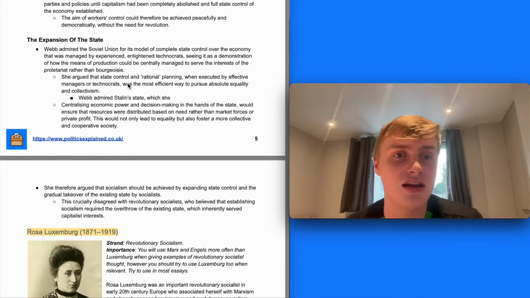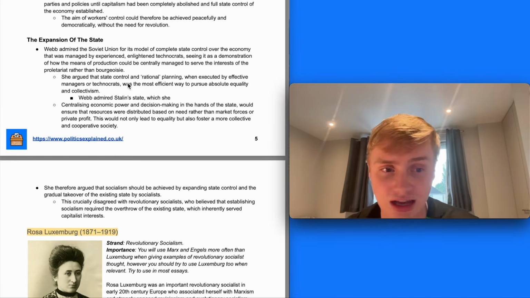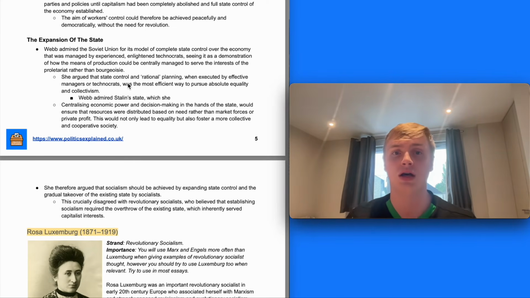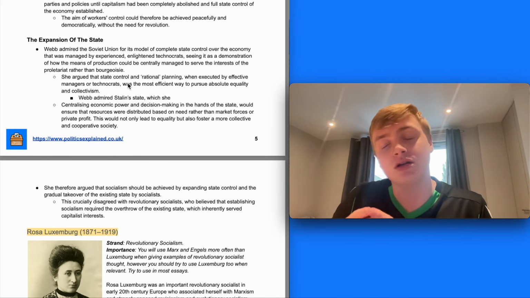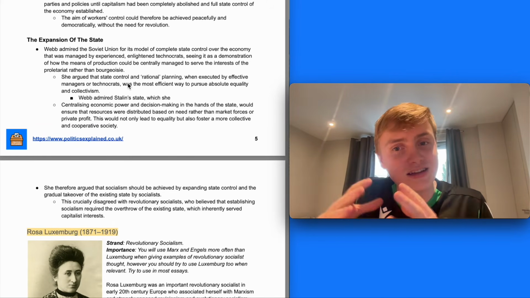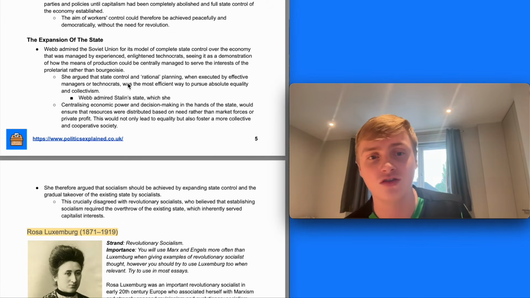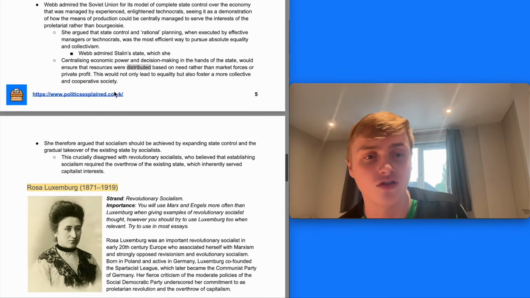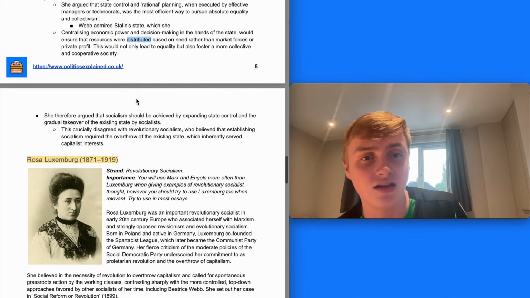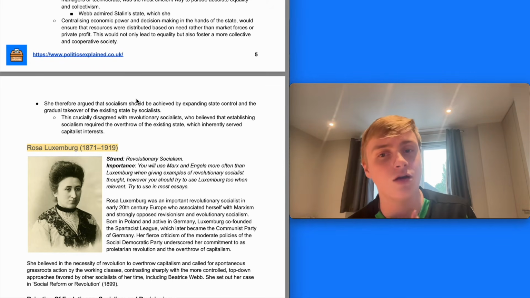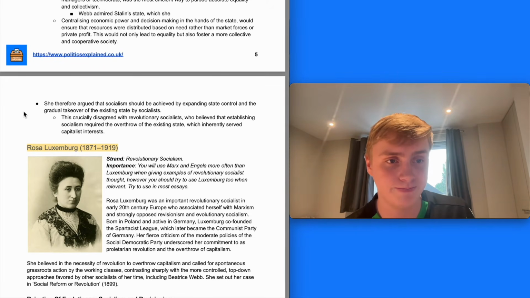And this links into this idea of expansion of the state. She really supported the Soviet Union in its model of complete state control of the economy that was managed by enlightened technocrats who would pursue collectivism and distribute resources effectively and pursue absolute equality through rational planning. And this links into her belief that socialism should be achieved by extending state control and the gradual takeover of the state by socialists rather than needing the complete overthrow of the state.